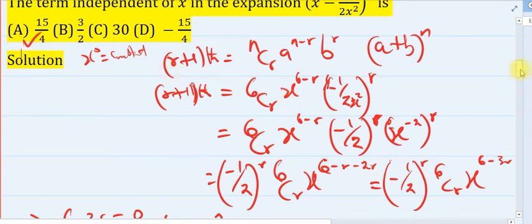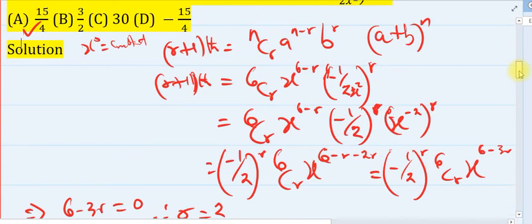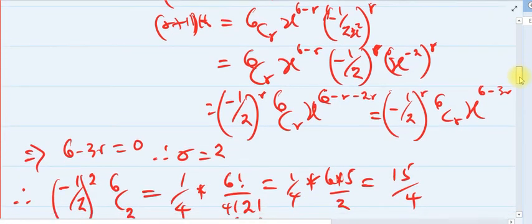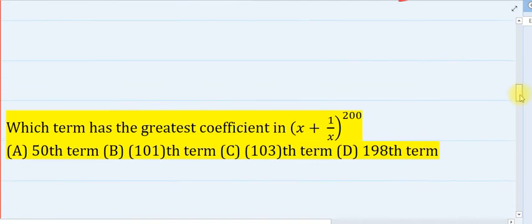So the next question, that's how you solve this kind of question. We solve as if we don't know the value of r to get a reasonable expression before we now find r, depending on the equation.